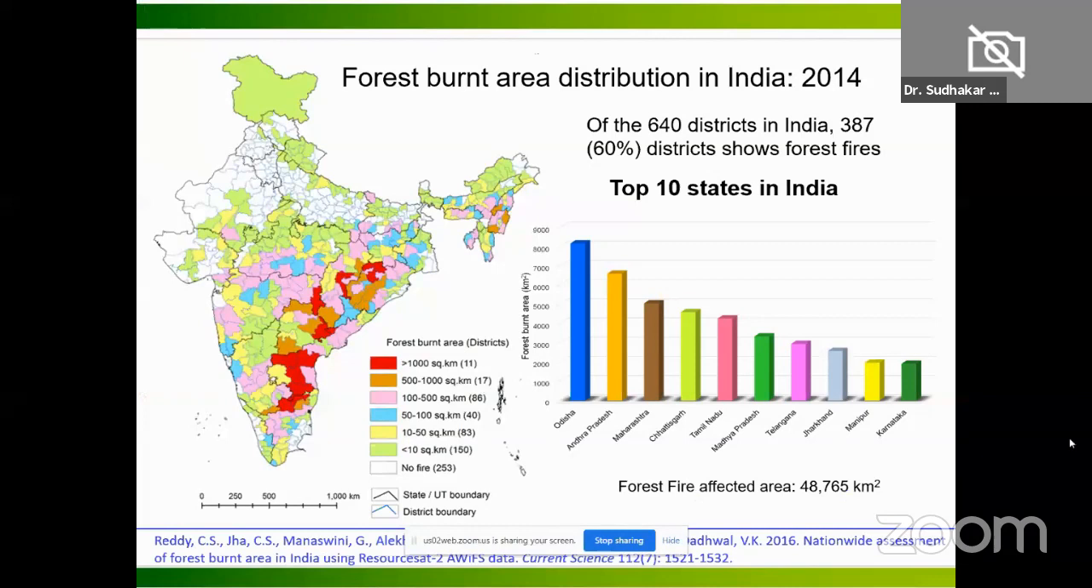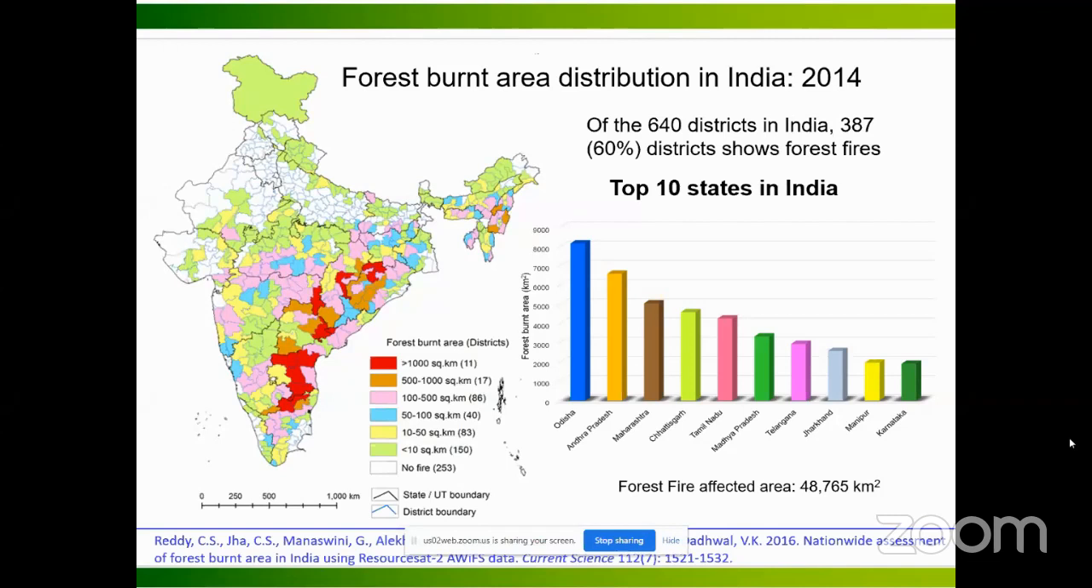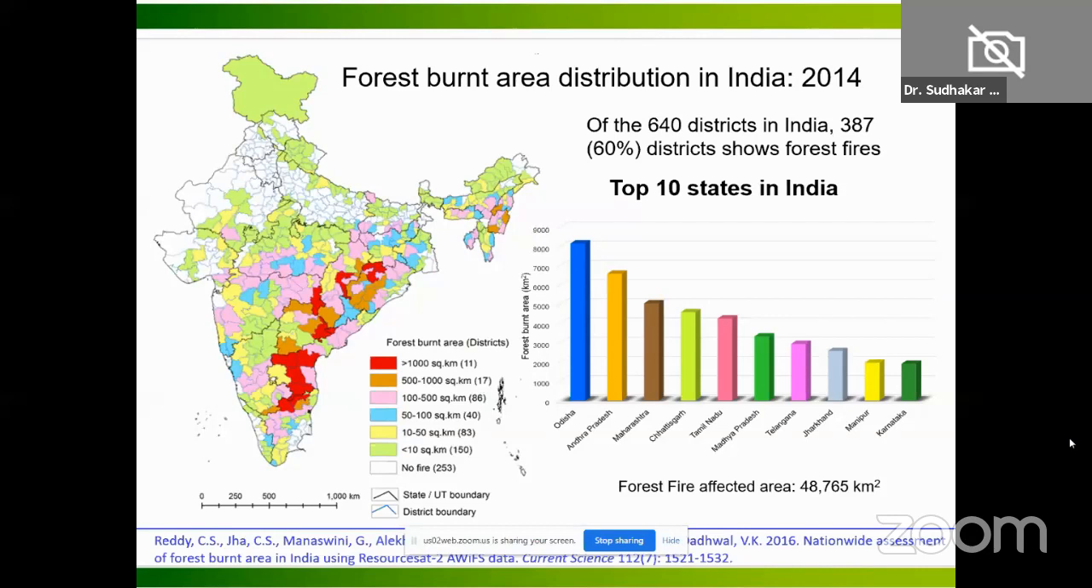But then we conducted one study using the Indian remote sensing data, and we have made a map of the distribution of forest burnt area across the districts of India. So if you see this map very clearly, there is a huge forest burnt area in Telangana, Andhra Pradesh, and Orissa. At the district level, like Adilabad, Khammam, Warangal, Mahabubnagar, have witnessed more fire affected area as compared with the other districts. So overall, at the country level, Odisha, Andhra Pradesh, Maharashtra, Chhattisgarh, Tamil Nadu, Madhya Pradesh, and Telangana are affected by a higher number of forest fires. So this will give a strategic and very important input to the Government of India to prioritize the conservation efforts.